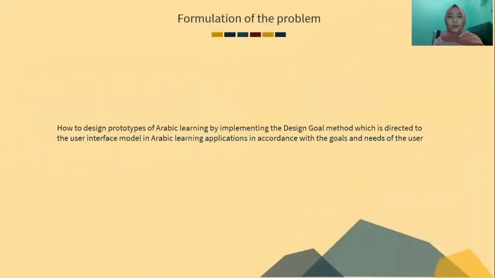Formulation of the problem: how to design a prototype of Arabic learning by implementing the goal-directed design method, which is directed to the user interface model in an Arabic learning application in accordance with the goals and needs of the user.